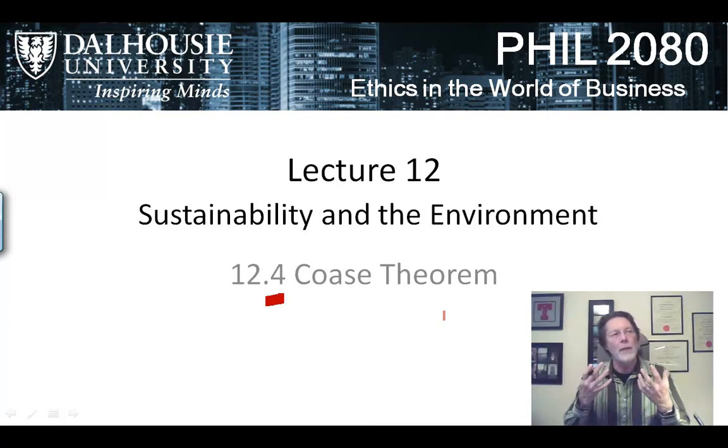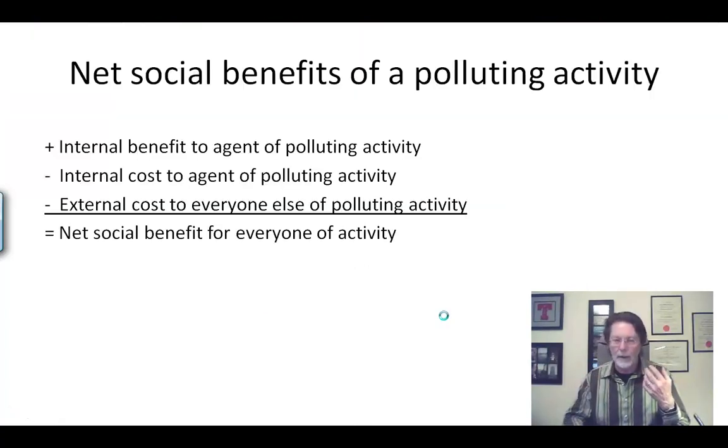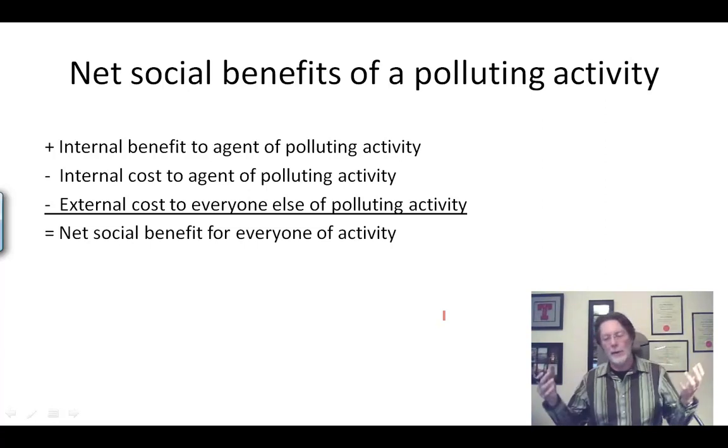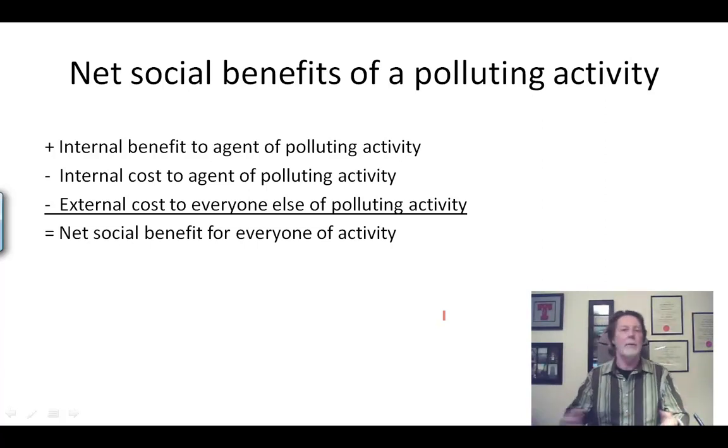It's important because people will often say, well, we shouldn't worry about these environmental problems because if the government would just privatize the environment, then because of the Coase Theorem, they would all go away in an efficient way. And I want to show you some of the problems with thinking that way. So first of all, what is it?